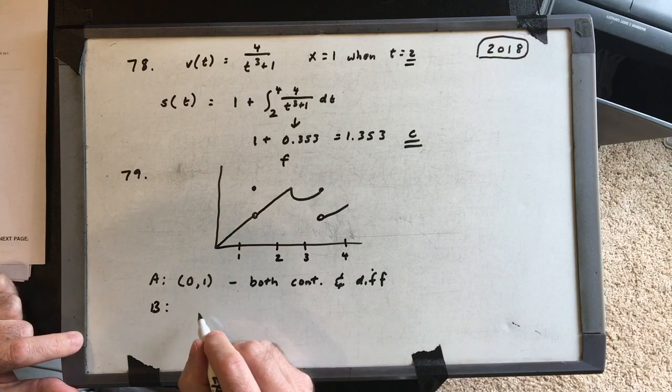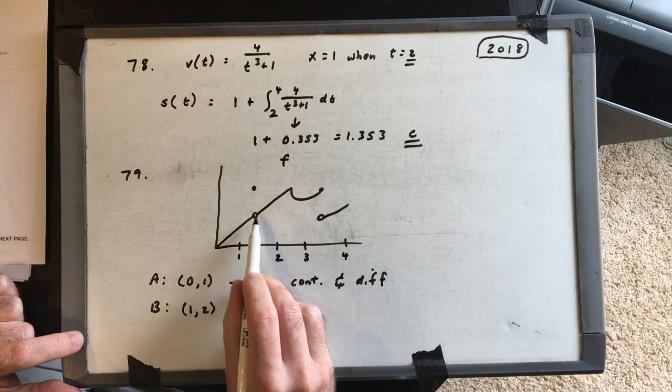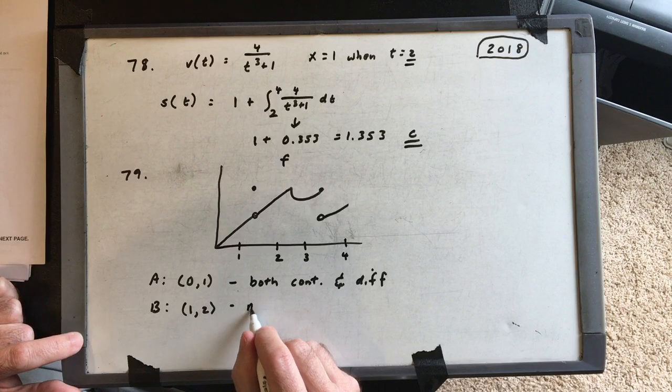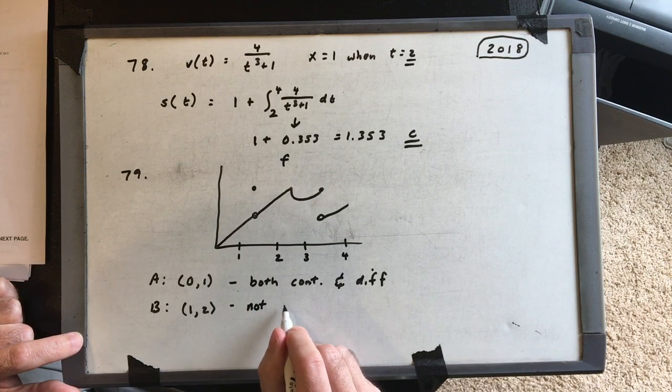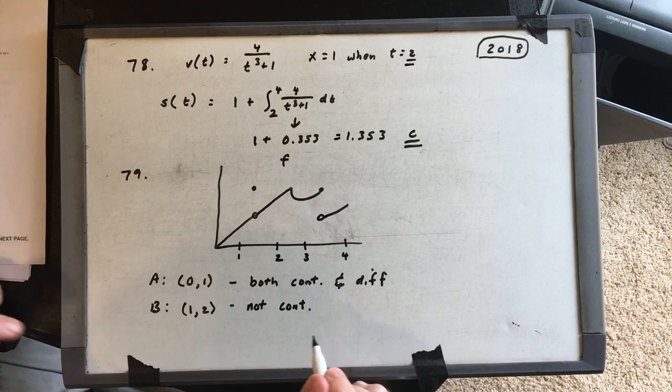All right, part B, from 1 to 2. From 1 to 2, we got a hole. It's not continuous. Okay, so B is not the answer.